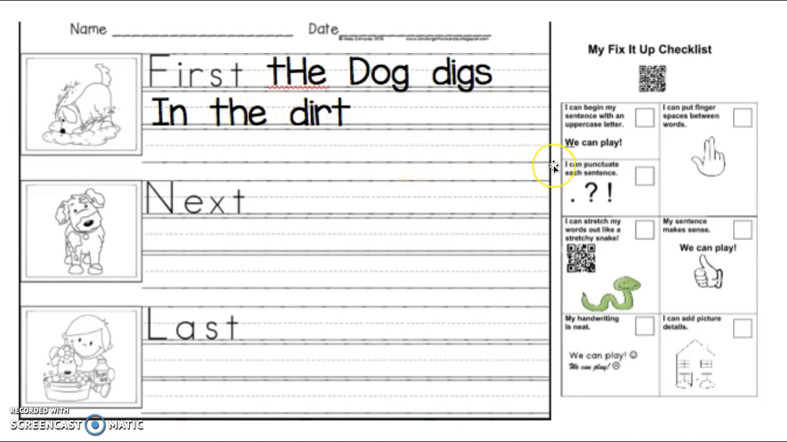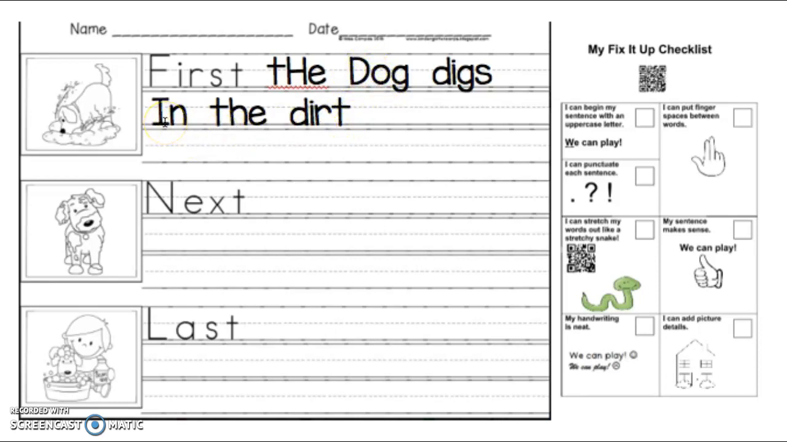Okay. Now I'm going to go over to my Fix It Up checklist and see what I need to do. First, it says I can begin my sentence with an uppercase letter. That's right. I've heard my teacher say that I start with an uppercase letter and most of the other letters are lowercase. So the first word was written for me and it had a capital. Let me look. Oh, there's an H that should not be there. That capital should not be there. So that needs to be a lowercase. The D in dog should be lowercase.